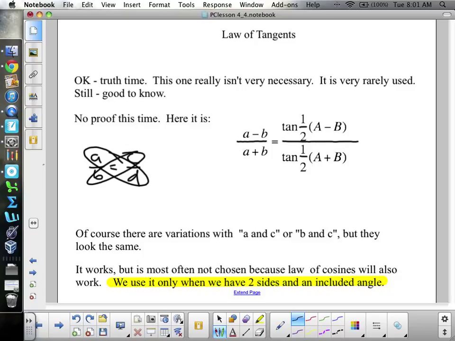But that's the way it is. Usually we don't choose this because law of cosines is more applicable. And again, we only use it when we have two sides and an included angle. So kind of a similar situation to law of cosines. Law of cosines is almost always easier, I think. But nonetheless, we do have it.